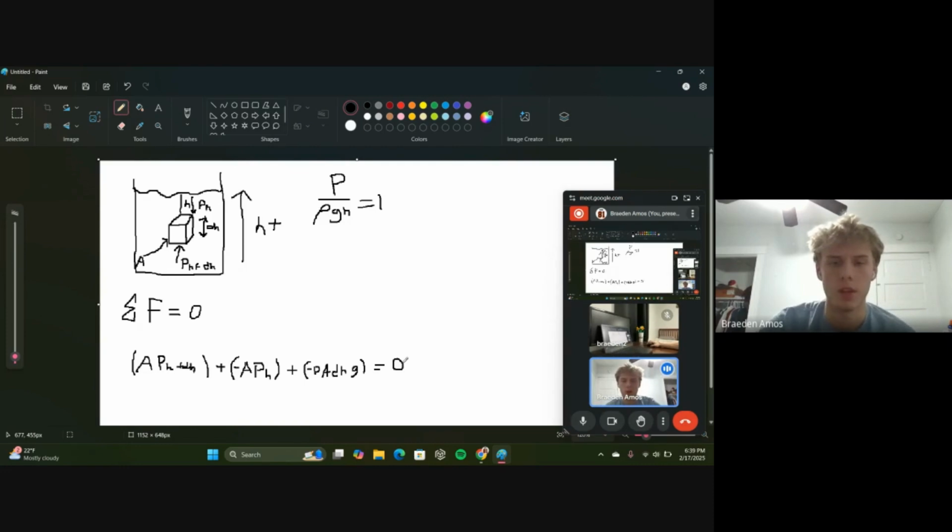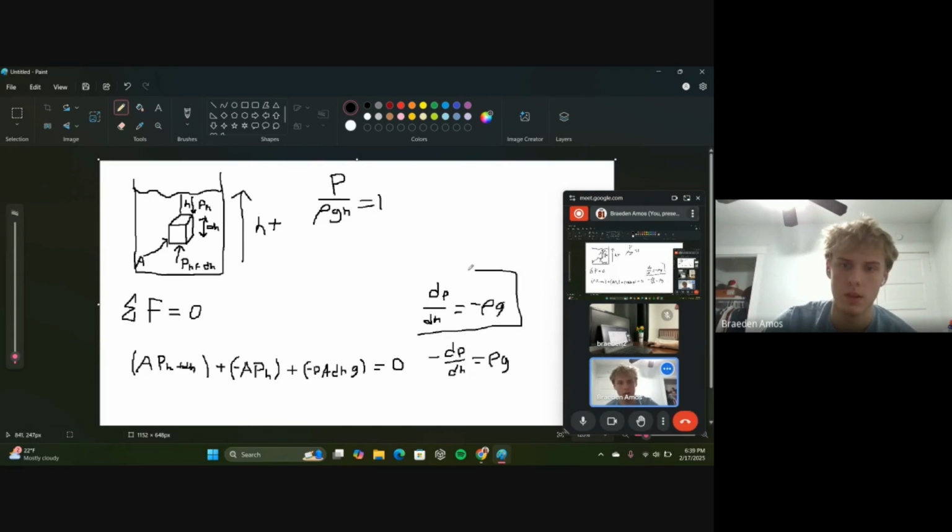And then when we evaluate that, we get negative dp over dh equals rho g. Or we can write it as dp over dh equals negative rho g, and that is the basic statics equation.